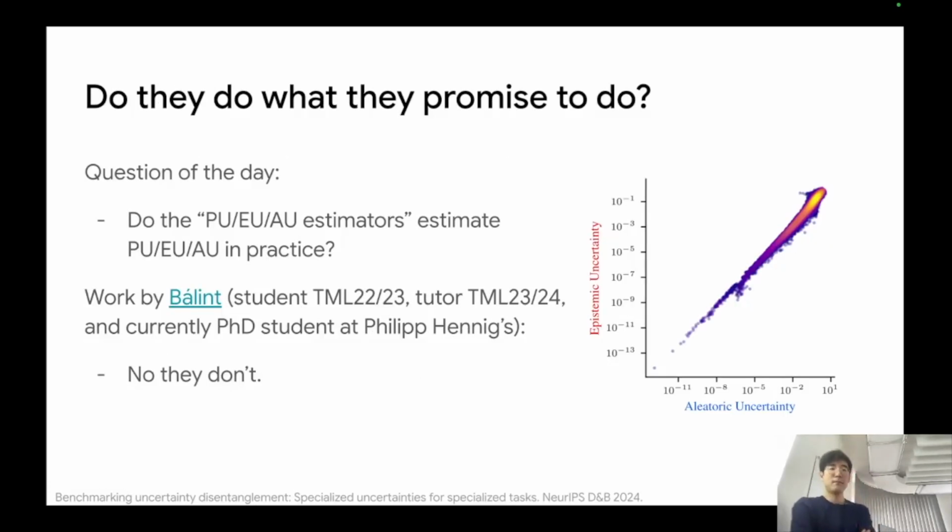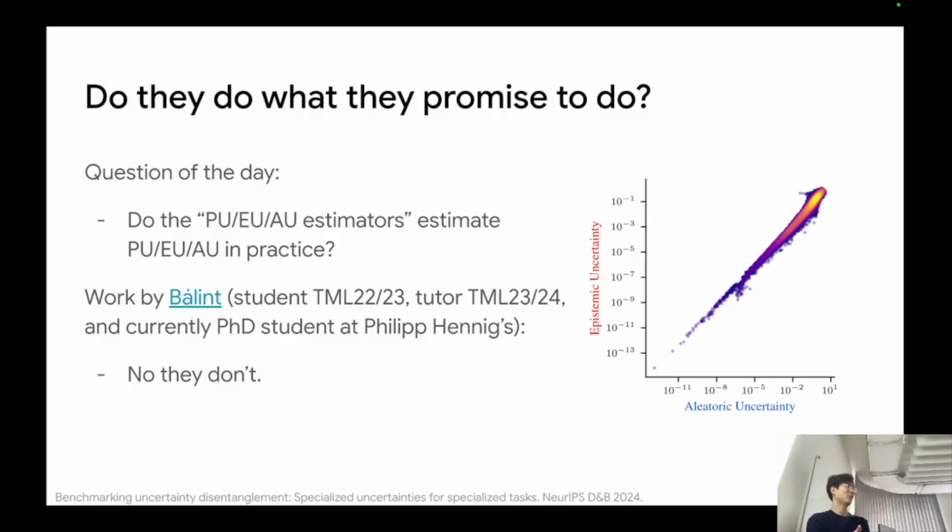Okay, finally, let's take a look at this, and this is the last slide, from a more empirical angle. And here the question is, now there are a lot of separate estimators for PU, EU, and AU. Are they all trying to estimate the same quantities that they promise to estimate?